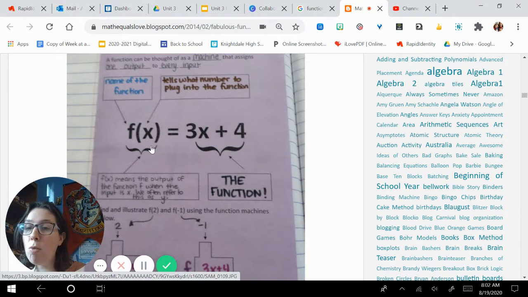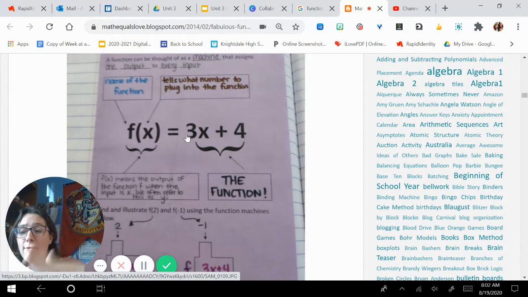So I could have f of 1. That means I'm going to plug 1 into the x spot because it's the x in parentheses here. So the whole thing, f of x, means the output of the function f when the input is x. We often refer to this as y. That's why some people will see f of x equals their equation, or y equals their equation. It depends on how the person writes the problem.